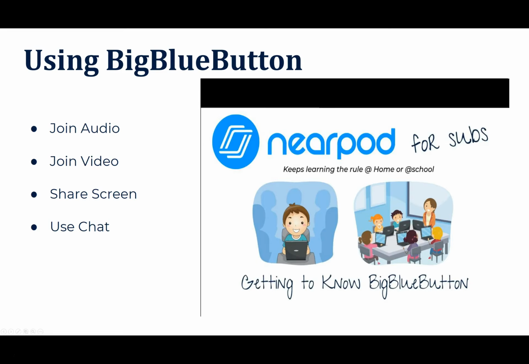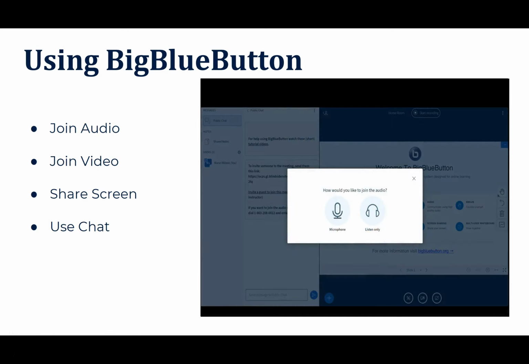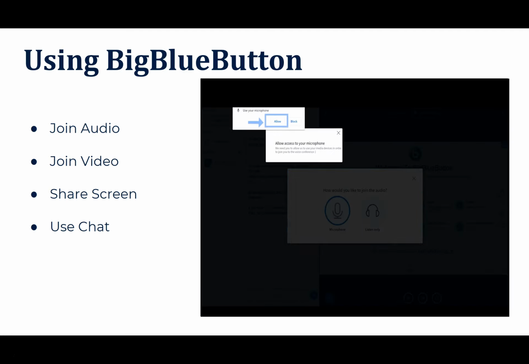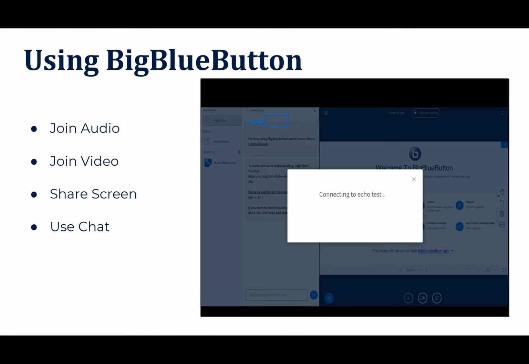Let's learn a little bit about BigBlueButton. When you first join BigBlueButton, you'll be presented with this window that says, how would you like to join the audio? You'll want to select microphone. Now you'll need to click the Allow button to ensure that your microphone is able to be used. Then it'll connect to an echo test.